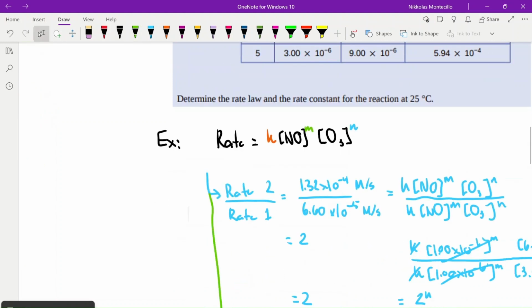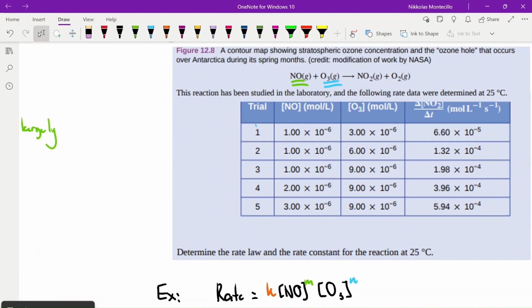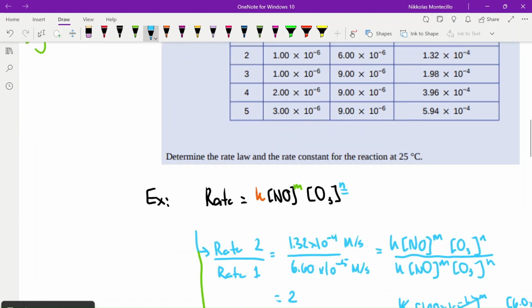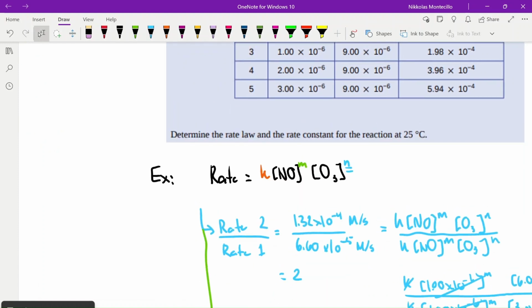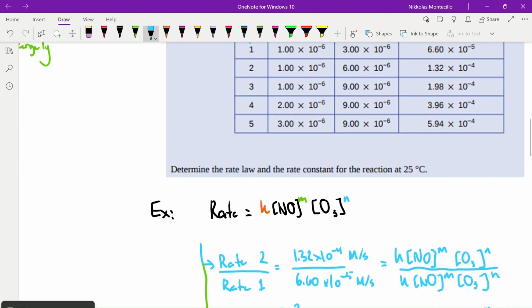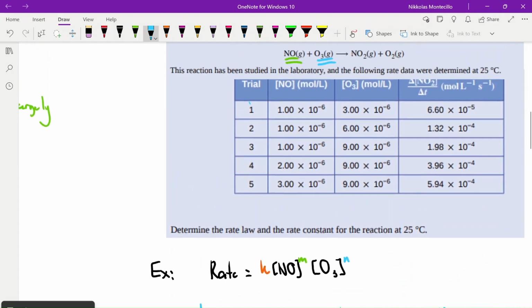it turns out that I'm solving for n first. So if I want to solve for the reaction order for O3, which is n, I need to find varying concentrations of O3 while concentrations of NO are kept constant. So I think the most appropriate trials here would be trial 2 and trial 1.